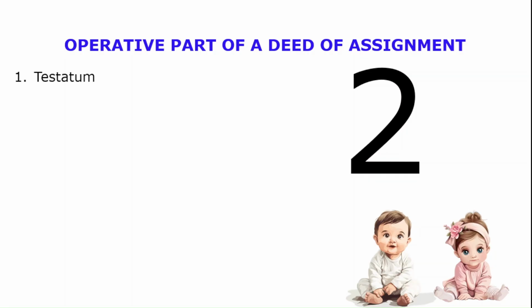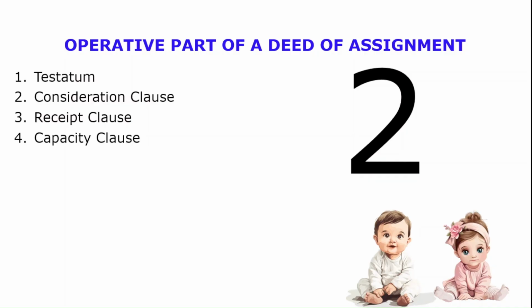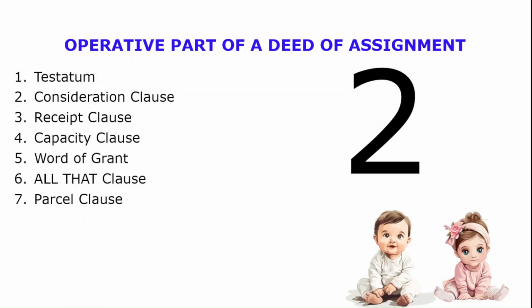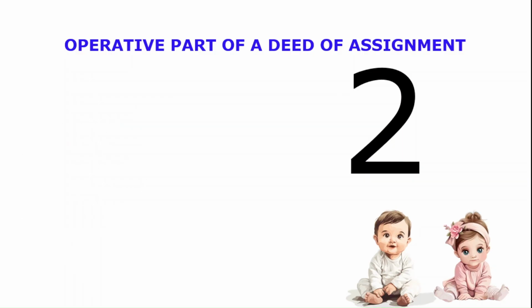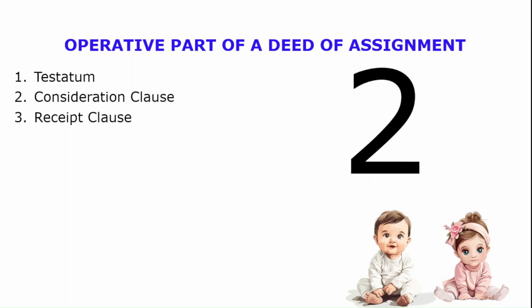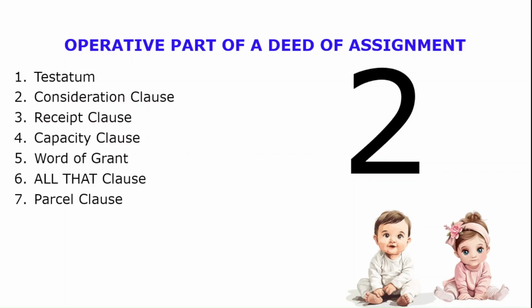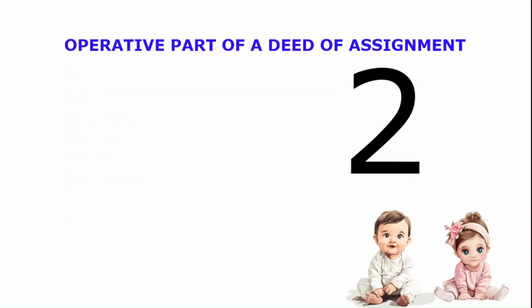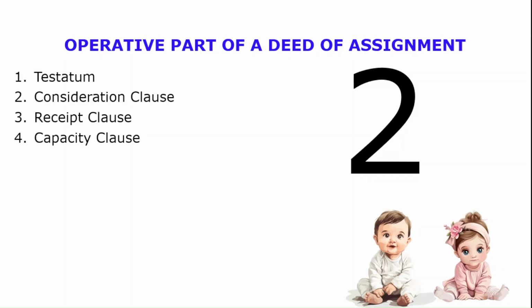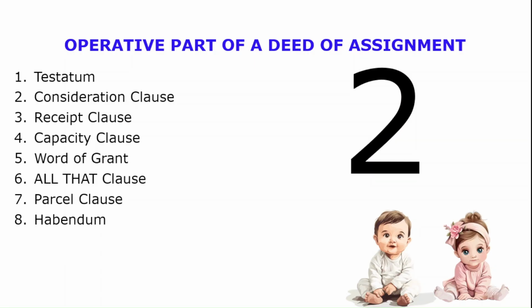Let's take it again. Testatum, consideration clause, receipt clause, capacity clause, word of grant, order clause, parcel clause, addendum. Bar finals is not here tomorrow, so we still have time now. Please close your eyes as we say it for the last time. Testatum, consideration clause, receipt clause, capacity clause, word of grant, order clause, parcel clause, addendum.